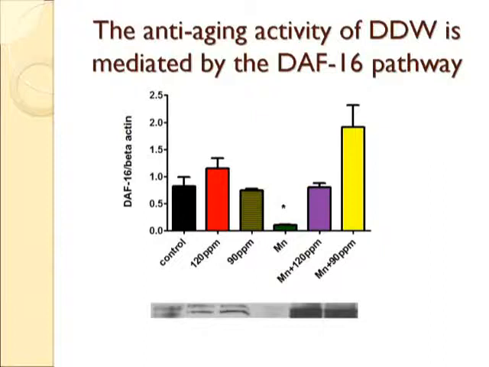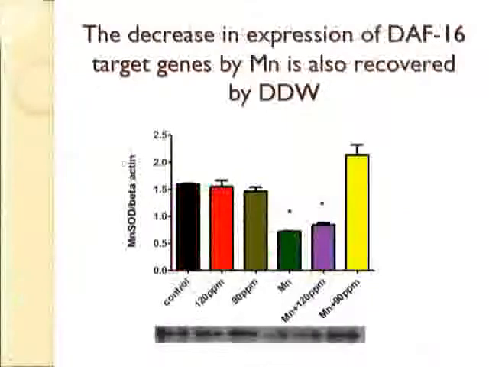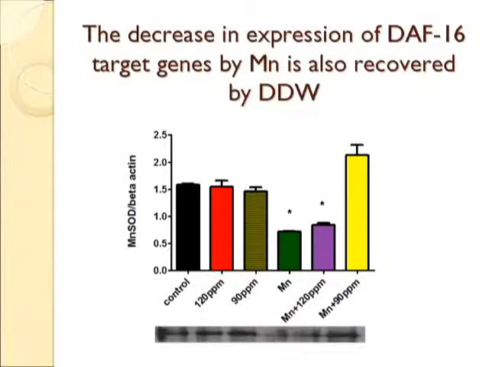However, when these animals were pre-exposed to manganese and treated for 48 hours with DDW, we observed increase in DAF16 levels. So DDW was able to revert this decrease in DAF16 levels caused by manganese. So this was a very interesting finding that we observed. So looking downstream the pathway, we look at manganese SOD, superoxide dismutase. So this enzyme is downstream of DAF16, is one of the proteins that has its expression increased by DAF16 levels.